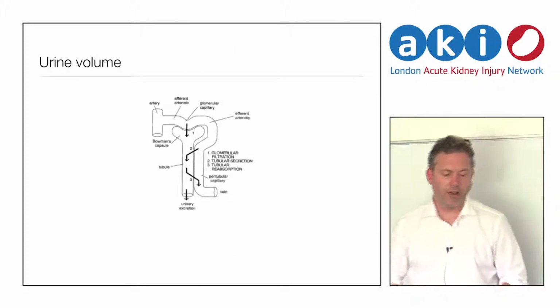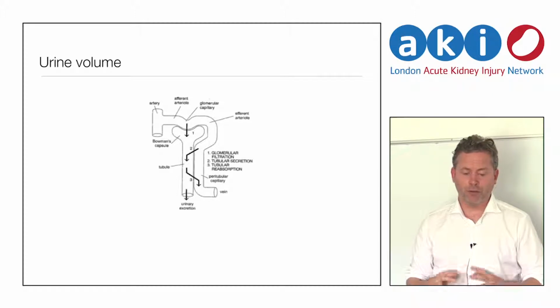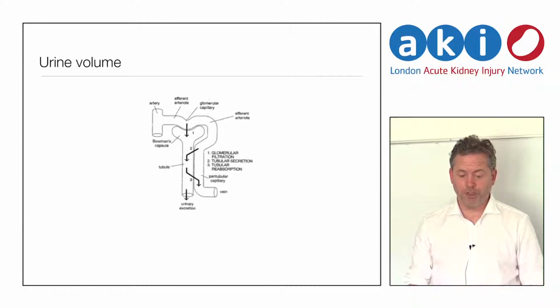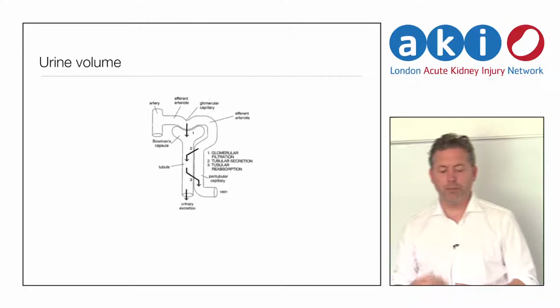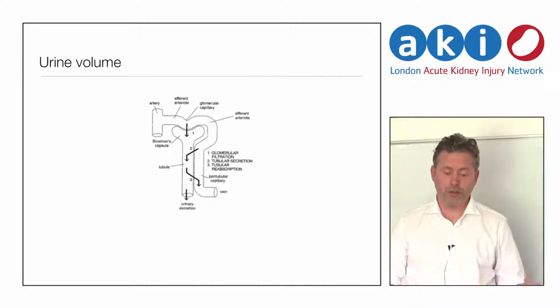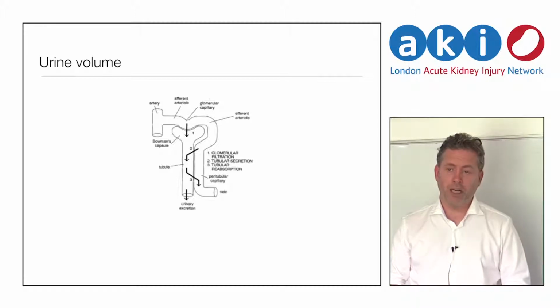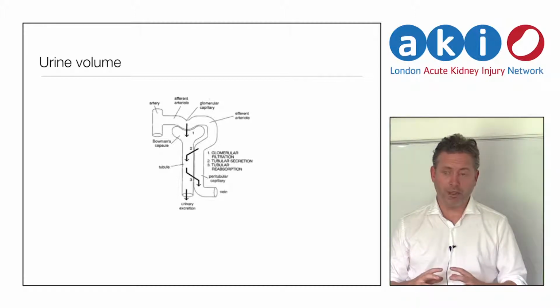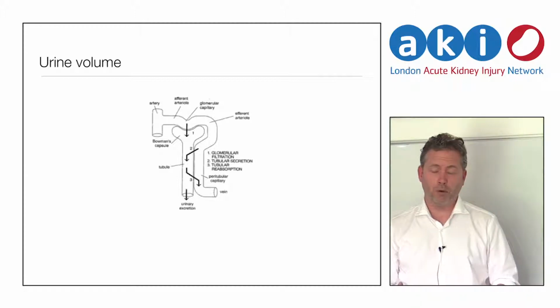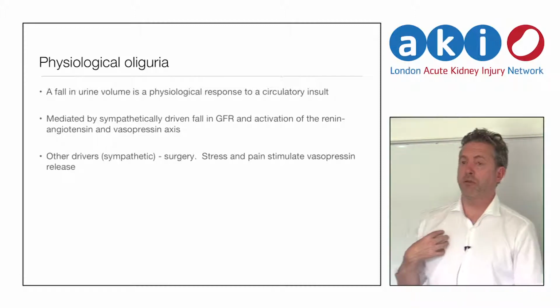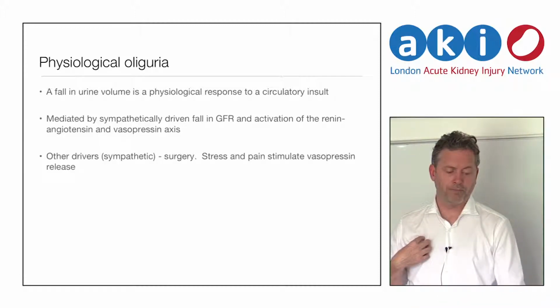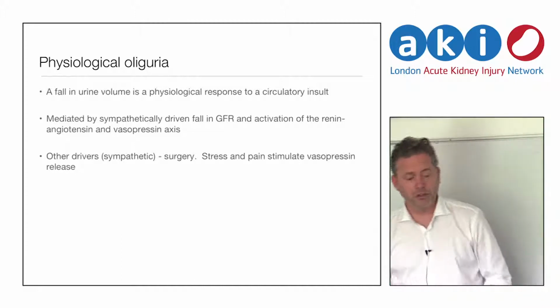So oliguric AKI. This is a schematic of nephron function. We have a blood flow, afferent and efferent arterioles. We have glomerular hydrostatic pressure. We have a glomerular filtrate. The filtrate is added to by tubular secretion, but more importantly, huge amounts of tubular reabsorption. And this results in a very carefully composed volume and composition of urine, which defines our extracellular fluid volume and composition in turn.